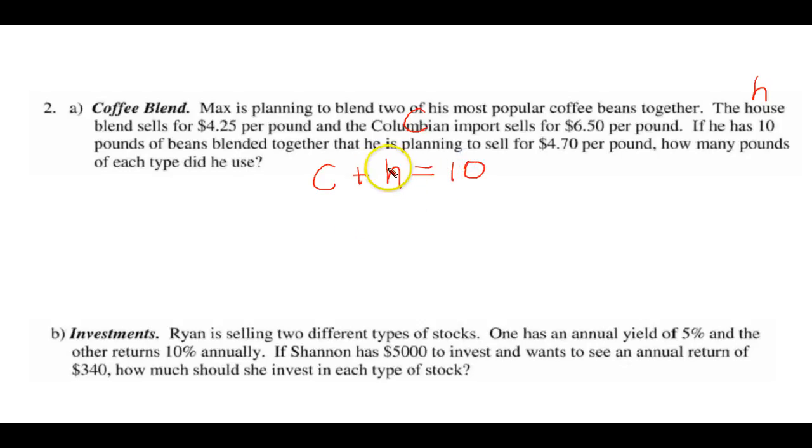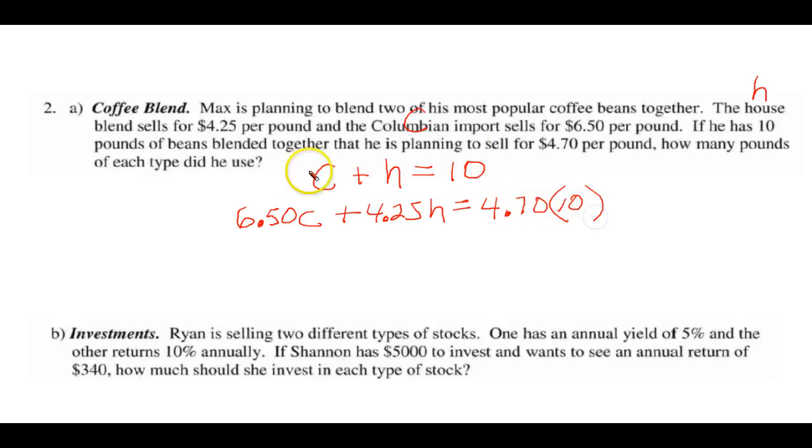And again, in a similar fashion. Now, what does the Columbia blend sell for? $6.50. And the house blend, $4.25. And we want to end up with a mixture that costs $4.70. And how much of this mixture will we have? 10 pounds. Again, this is the beauty of algebra.